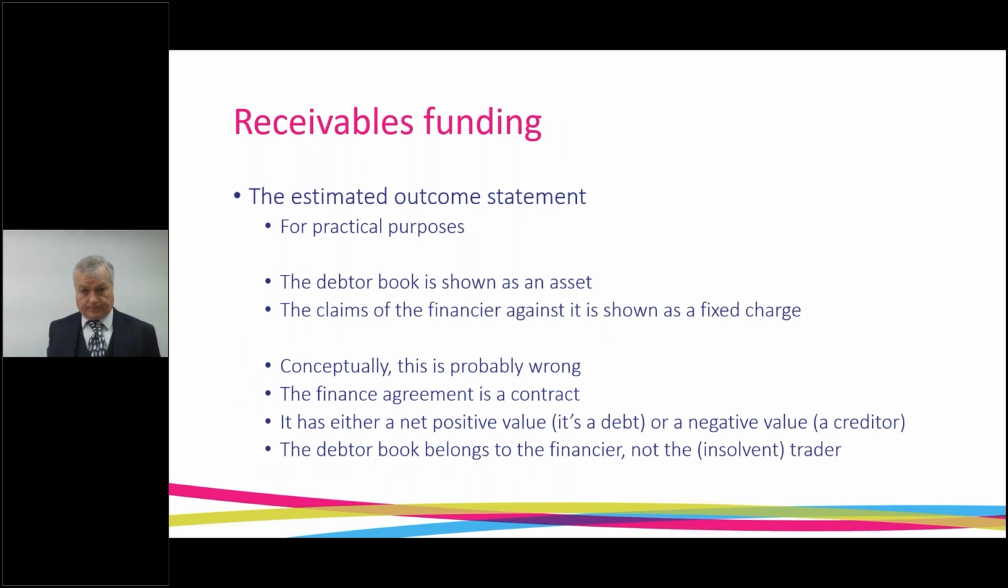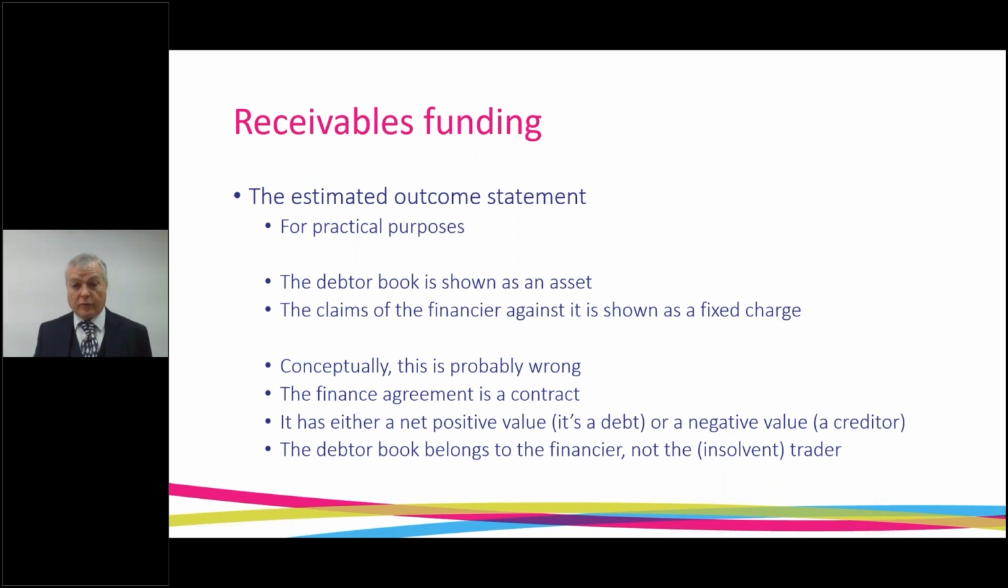Let's have a look at what you do when you're putting together an estimated outcome statement. And there's a factoring or invoice discounting agreement there. Now, for practical purposes, what you do is you would show the debtor book as an asset of the company, and you would show the claims of the financier against it as being secured by a fixed charge on that debtor book. Now, keep doing that because that's the right way to show it on an estimated outcome statement, and it's quite clear to creditors, which is the purpose of the estimated outcome statement.